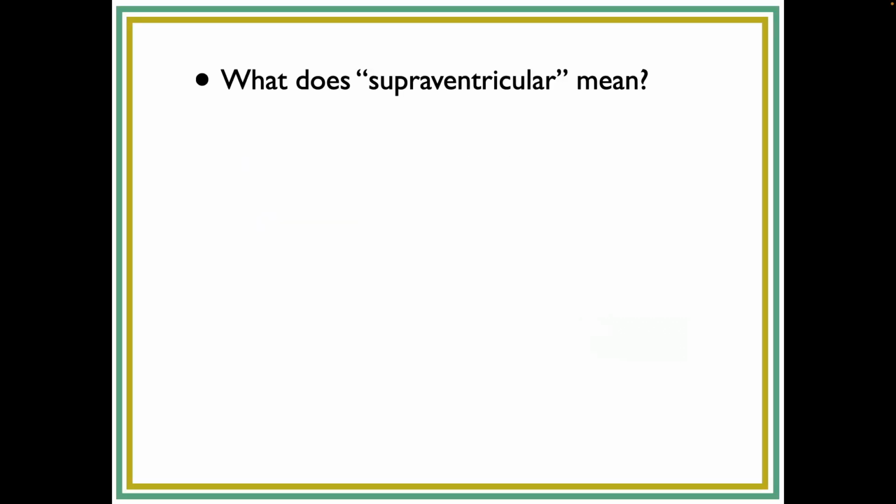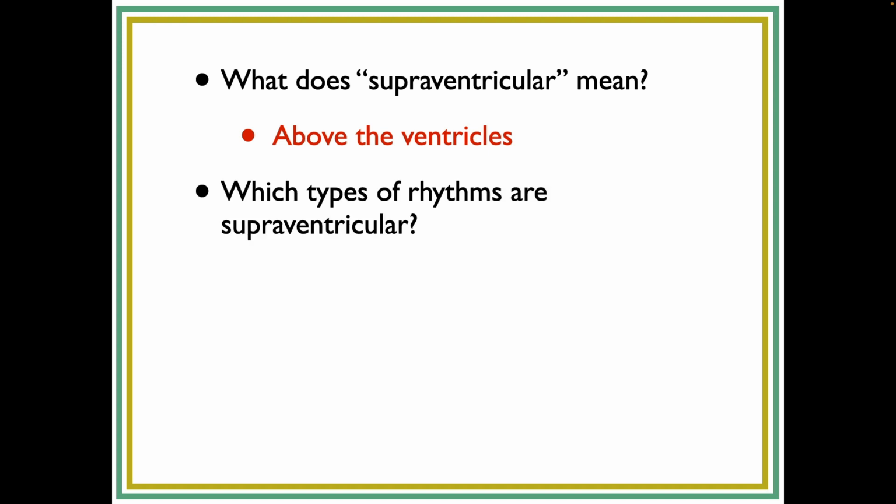Now, what does the term supraventricular mean? Above the ventricles. Okay, above the ventricles. So we now have said these are our rhythms, and these are either sinus, atrial, junctional, or ventricular, okay? Which of those would we consider supraventricular? The sinus rhythms and atrial rhythms. And? Junctional. Yeah, and junctional, okay?